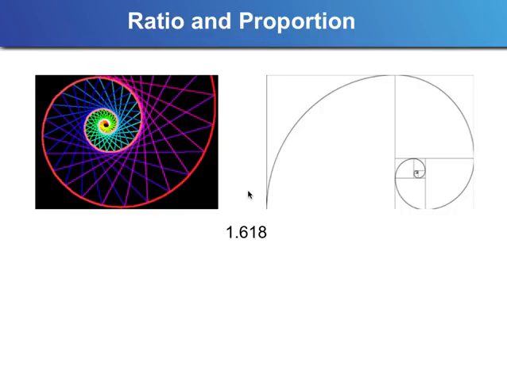We are going to talk about ratio and proportion. 1.618 is the golden ratio. It is considered an aesthetically pleasing proportion. So it is found in architecture often, it's found in nature, and what you see here are spirals that are formed using the golden ratio.